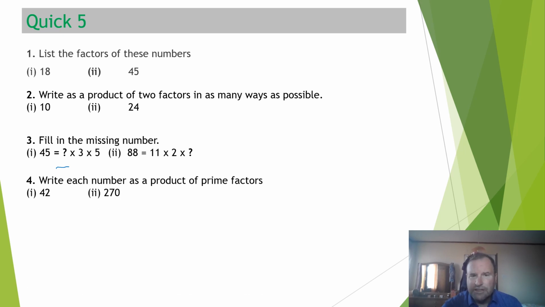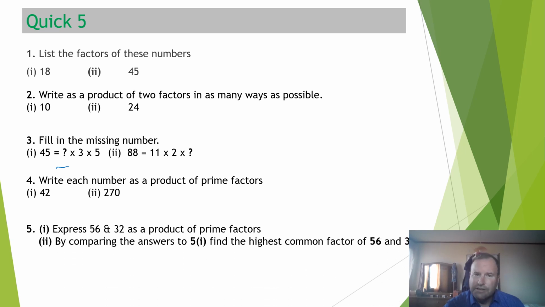Question 4, write each number as a product of prime factors. The first one is 42 and the second one is 270. And the final question, express 56 and 32 as a product of prime factors. By comparing the answers to question 4, find the highest common factor of 56 and 32.